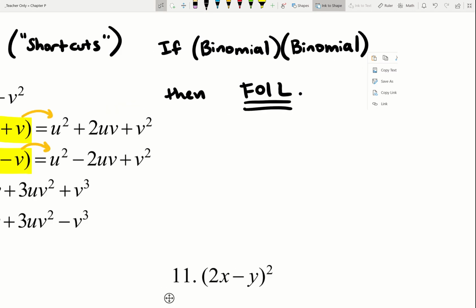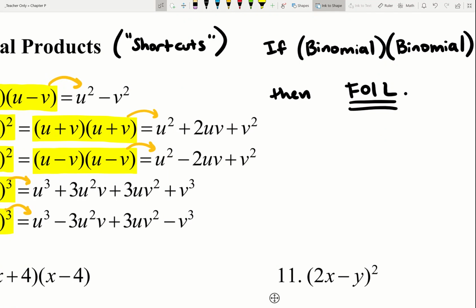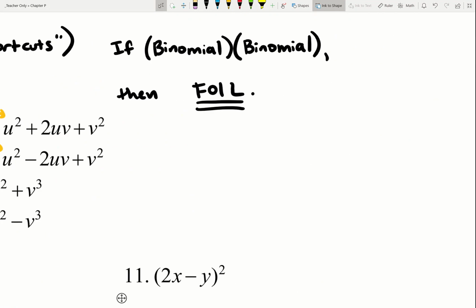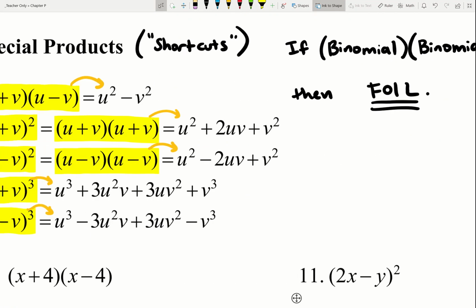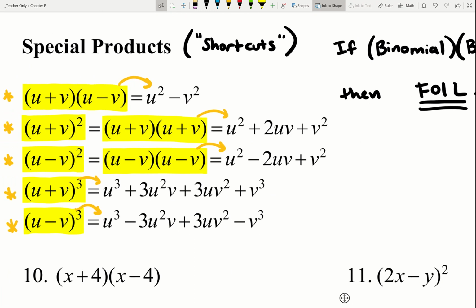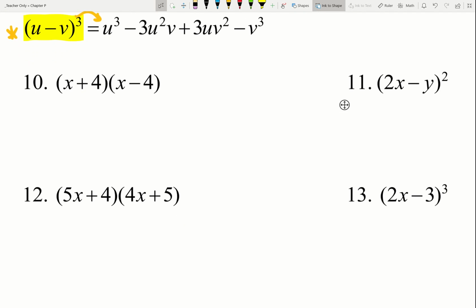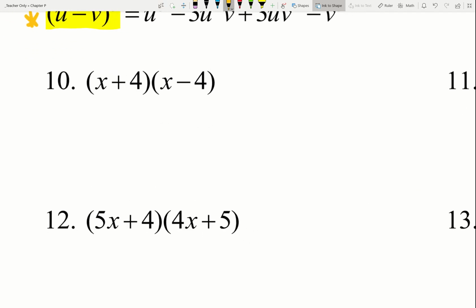Okay, so if it is not one of these special product formulas or shortcuts, and it's not a binomial times a binomial, we are going to just have to go ahead and trudge through all of that tedious distributive property to figure out what our final answer would be here. But let's take a look at a couple of examples and let's identify where we can use these shortcuts, right?